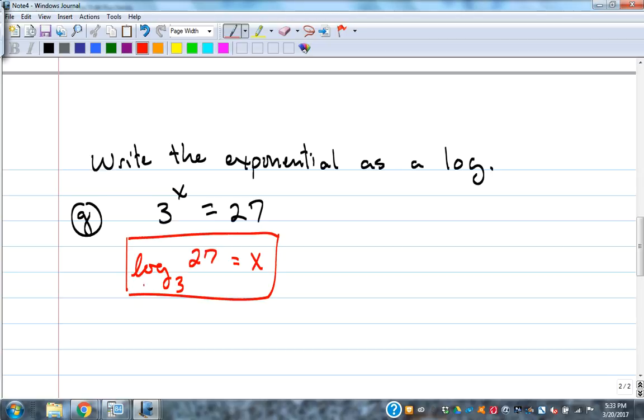So we're just going the opposite, or going in reverse here. The inverse is really what we're doing. The inverse operation for an exponential is a log. The inverse of a log is an exponential. That's why this is all in chapter 6 together. We talked about inverses earlier.